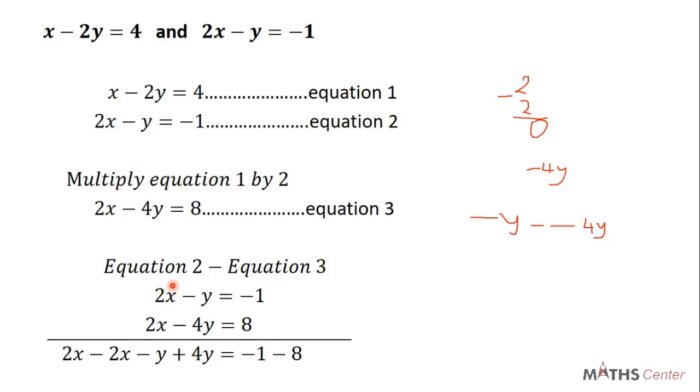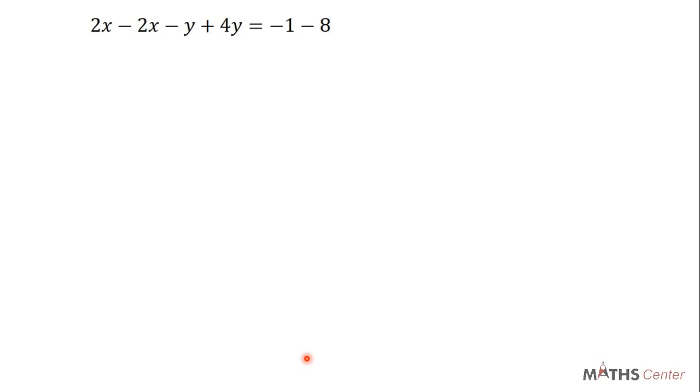So you will take the first part of equation 2, 2x, minus the first part of equation 3, which is 2x. You will take the second part of equation 2, which is minus y, minus the second part of equation 3, which is minus 4y. So minus 4y will give us plus 4y. You take the last part of equation 2, which is minus 1, minus the last part of equation 3, which is 8. So minus 1 minus 8. So if you do this simplification, you will see that 2x minus 2x will give us 0. So this part is gone.